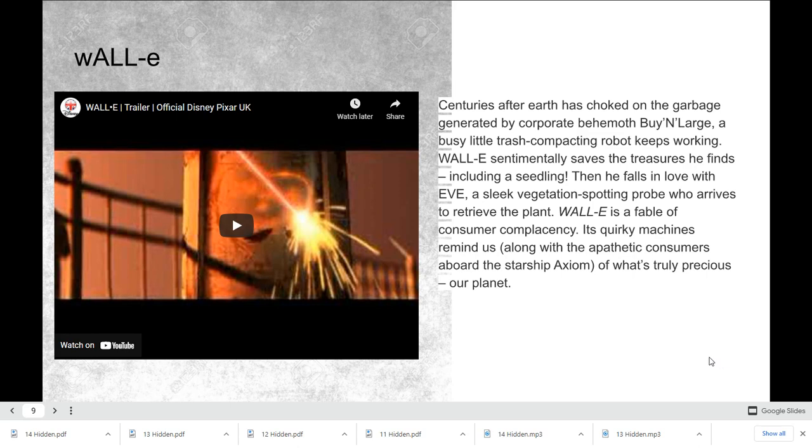Wall-E, centuries after Earth has choked on the garbage generated by corporate. By and large, a busy little trash compacting robot keeps working. Wall-E sentimentally saves the treasures he finds, even a seedling, a plant. Then he falls in love with Eve, a sleek vegetation spotting probe who arrives to retrieve the plant. It's a fable of consumer complacency. Its quirky machines remind us, the apathetic consumers, of how truly precious our planet is.